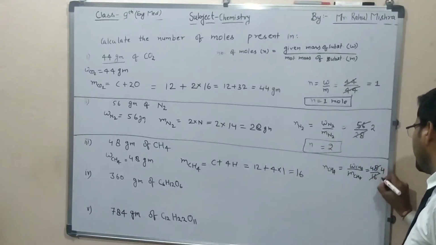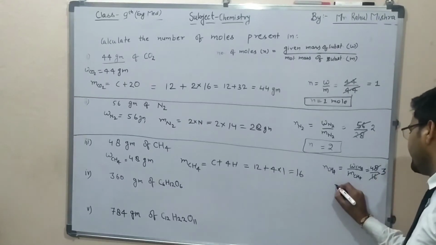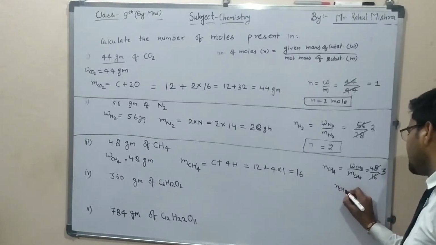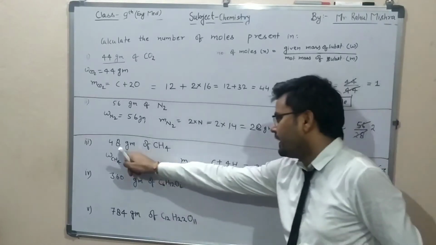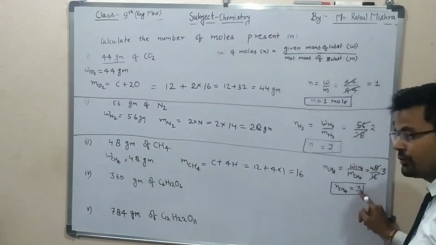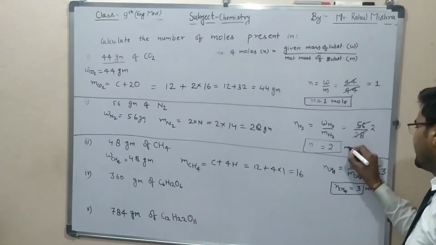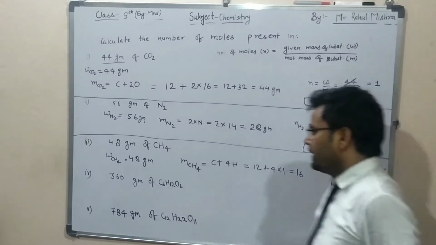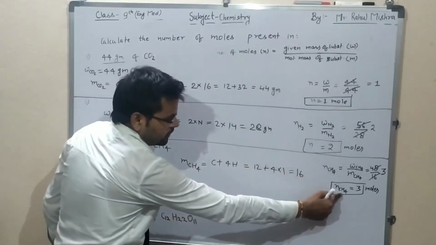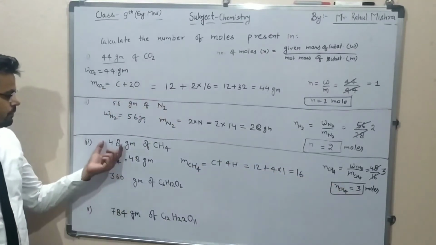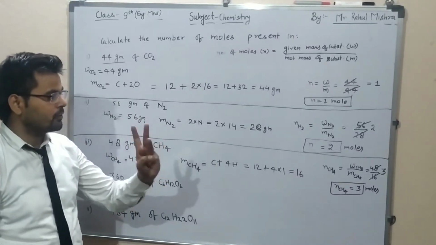So number of moles will be 3. So the number of moles of CH4 present in 48 gram of CH4 is equal to 3 moles. इसका मतलब हम कह सकते हैं कि 48 ग्राम CH4 में कितने मोल होंगे? CH4 के 3 मोल. इसका मतलब 48 ग्राम CH4 3 मोल CH4 के बराबर होता है.